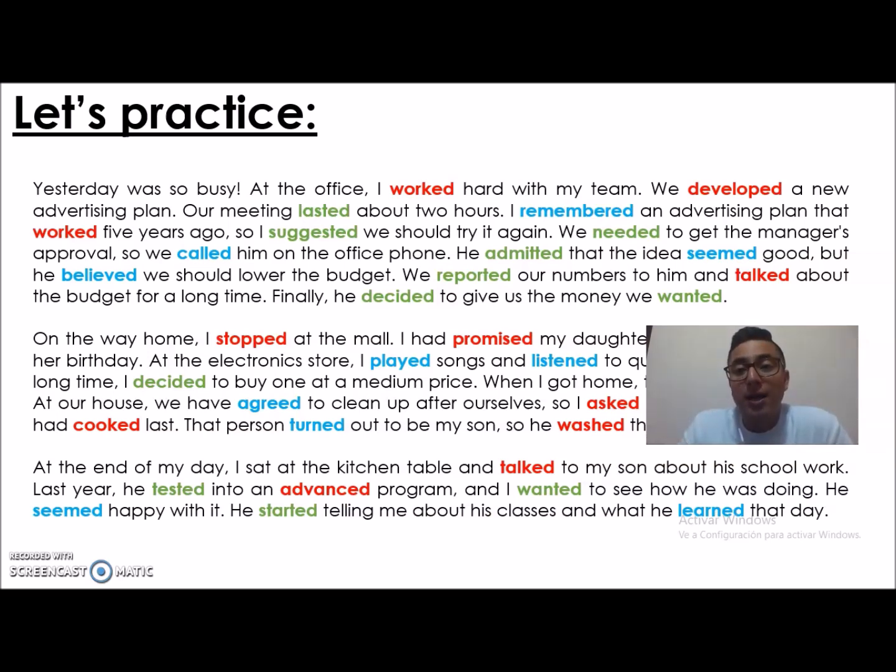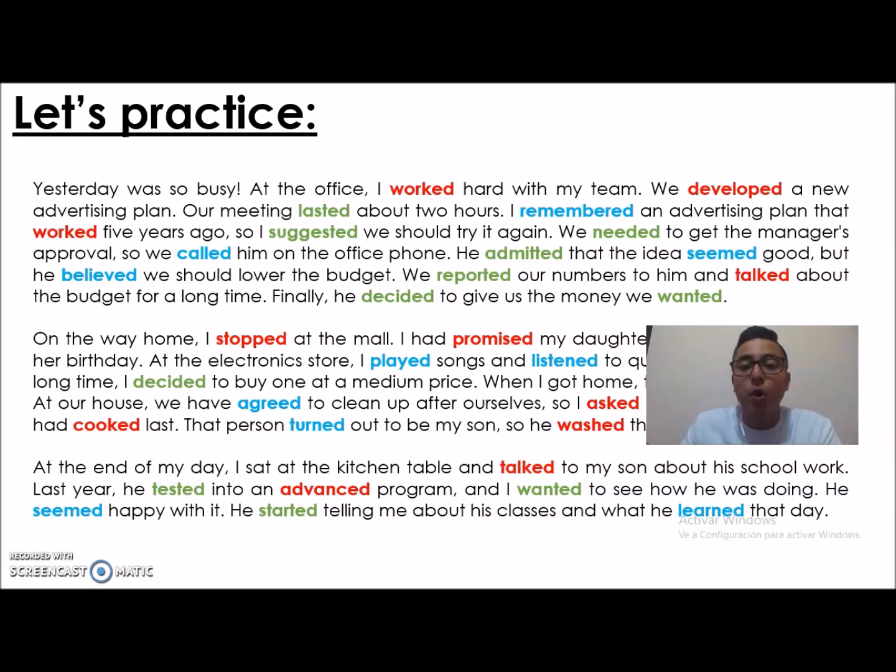I remembered an advertising plan that worked 5 years ago, so I suggested we should try it again. We needed to get the manager's approval, so we called him on the office phone. He admitted that the idea seemed good, but he believed we should lower the budget. We reported our numbers to him and talked about the budget for a long time. Finally, he decided to give us the money we wanted. Here we can pay attention to the ED pronunciation, which is the first topic that this video contained.